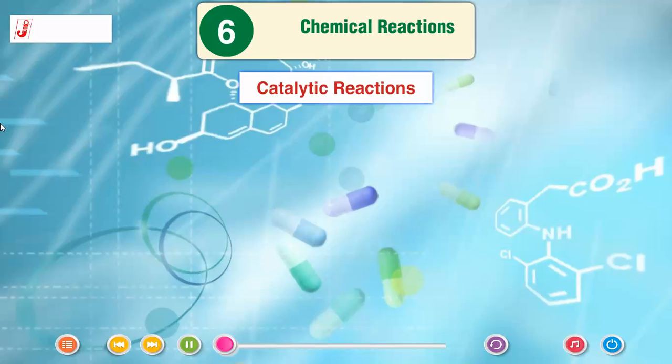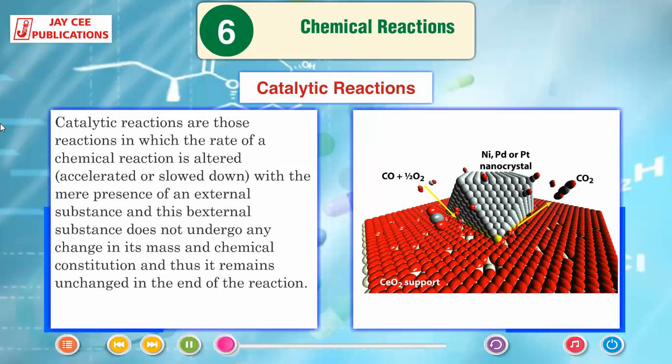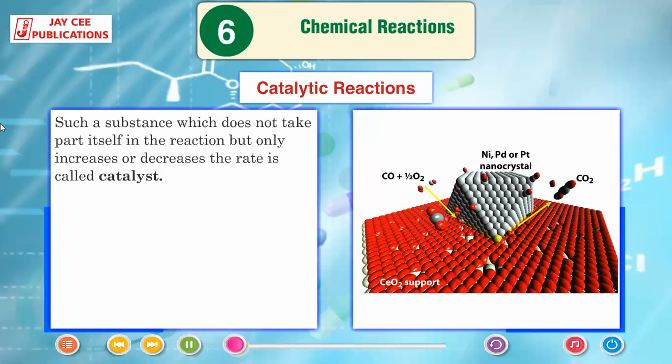Catalytic reactions. Catalytic reactions are those reactions in which the rate of a chemical reaction is altered, accelerated or slowed down, with the mere presence of an external substance, and this external substance does not undergo any change in its mass and chemical constitution, and thus it remains unchanged at the end of the reaction. Such a substance which does not take part itself in the reaction but only increases or decreases the rate is called a catalyst.